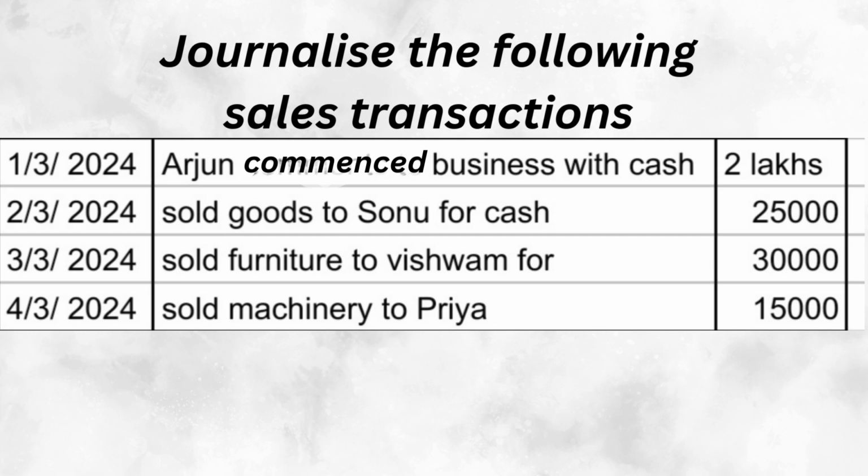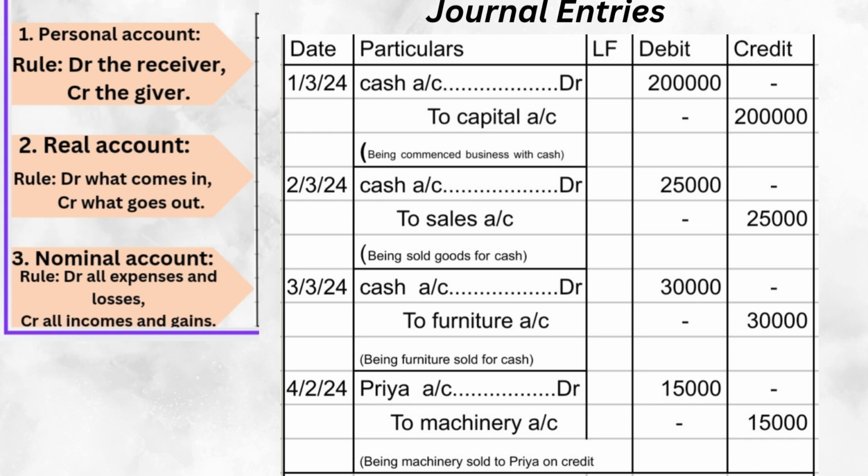Today we are going to do sales related journal entry transactions. First transaction is Arjun commenced business with cash. That means here Arjun is investing his money into the business. So according to the business entity concept, we treat the owner as well as the business as two different entities. Again in journal entries, how do we record the same transaction? Two accounts are involved. One is a personal account, another is a real account. Personal account, debit the receiver, credit the giver. Real account, debit what comes in, credit what goes out.